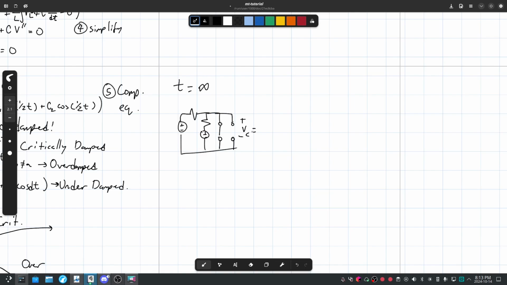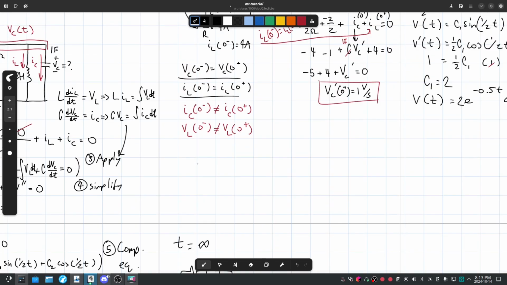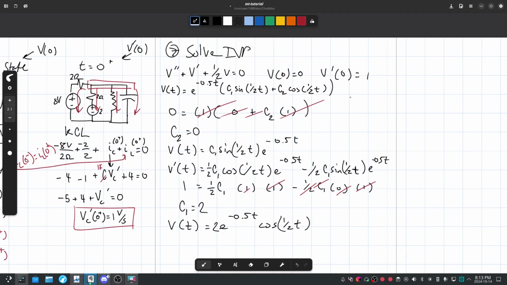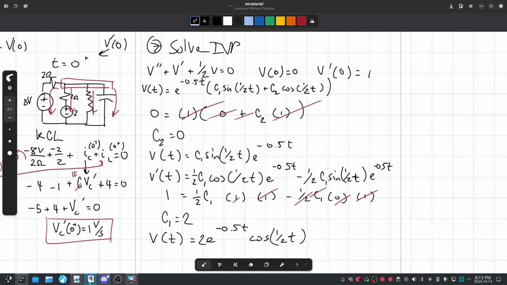You need to find the voltage VC at steady state. And in this case, it's 0. So if this was not 0, you would have to go here and append your steady state at the end of this equation. Like that.